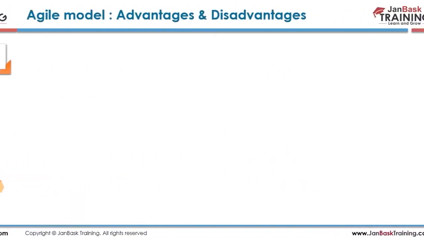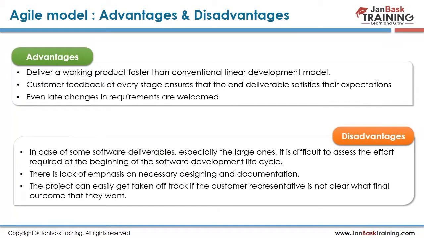So what are all the advantages of Agile? Deliver a working product faster, convenient, and easy. Even late changes in the requirements are welcomed. Even if the client comes up and says, hey, I have some changes, I think now this can be done like that, those sort of requirement changes can even be adapted. What are the disadvantages? Some software deliveries, especially the large ones, require assets at the beginning of the software development life cycle. The lack of emphasis is on necessary designing and documentation.